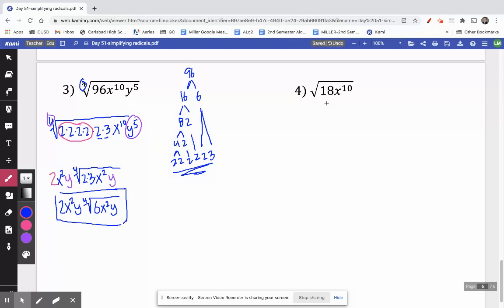Not too bad. All right, let's try one more real quick. We're looking for groups of 2 of a kind from this 18, 9 and 2, 3 and 3. So square root of 3 times 3 times 2 times x to the 10th. What gets to come outside? There's a 3 outside, and there's a 2 inside. And then in x to the 10th, I'm looking for groups of 2. I can bring out 5 groups of 2, and if I do that, I've brought out all 10 of them outside.